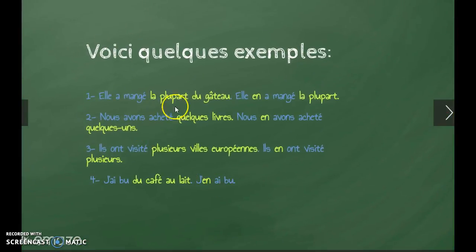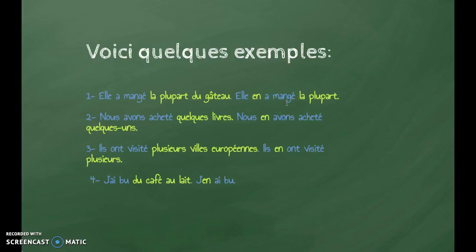Elle a mangé la plupart du gâteau. So you can see there's a keyword here, du. So I'm going to replace du gâteau, cake. The sentence is saying, elle a mangé la plupart du gâteau. She ate most of the cake. So du gâteau is what I need to replace first, and that would be en. Elle en a mangé, she ate.